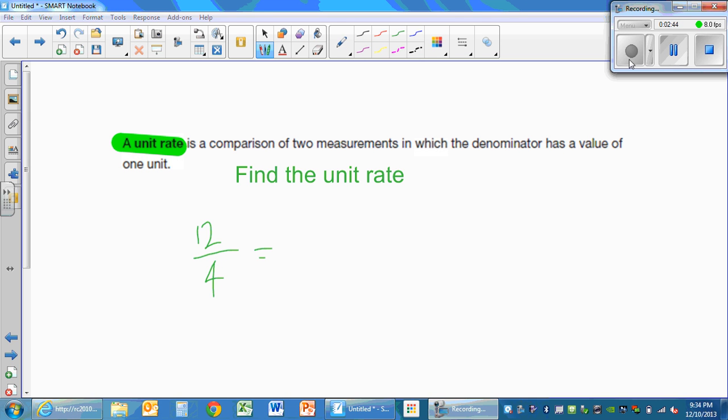So if I want to try to practice finding the unit rate, I want to always have a 1 on the bottom. So how do I go from 4 to 1? I would divide by 4. If I do that to the bottom, I also need to do that to the top. So if you divide the top by 4 also, you should get 3 over 1. And that would be your unit rate, because the unit rate has a denominator or a bottom number with a value of 1.